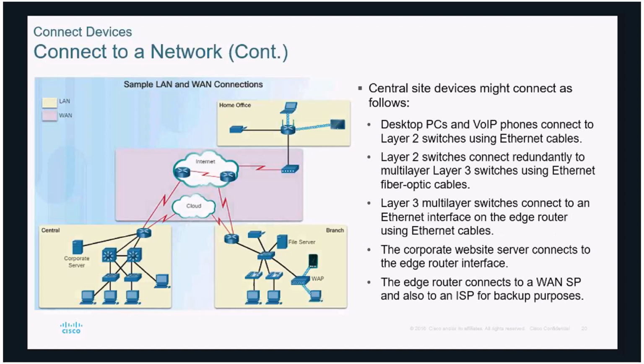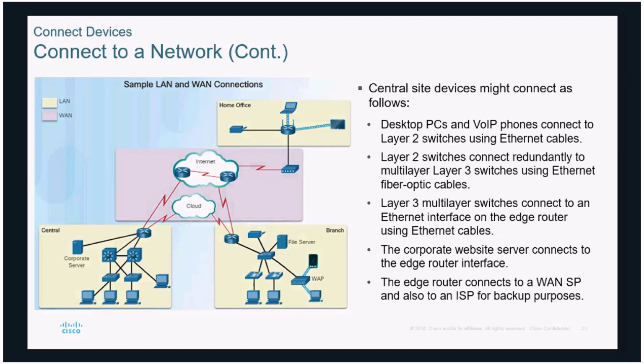The layer 3 multilayer switch connects to an Ethernet interface on the edge router using Ethernet. So here is the edge interface, and the corporate website server connects to this edge router interface. This web server is running the website; the business is running it in-house. They can do that with an IP address, but this router is making that possible, because this router faces the internet and therefore has a public IP address. That public IP address can be picked up by this home office machine and accessed. It could be like an extranet or one of those virtual office environments.